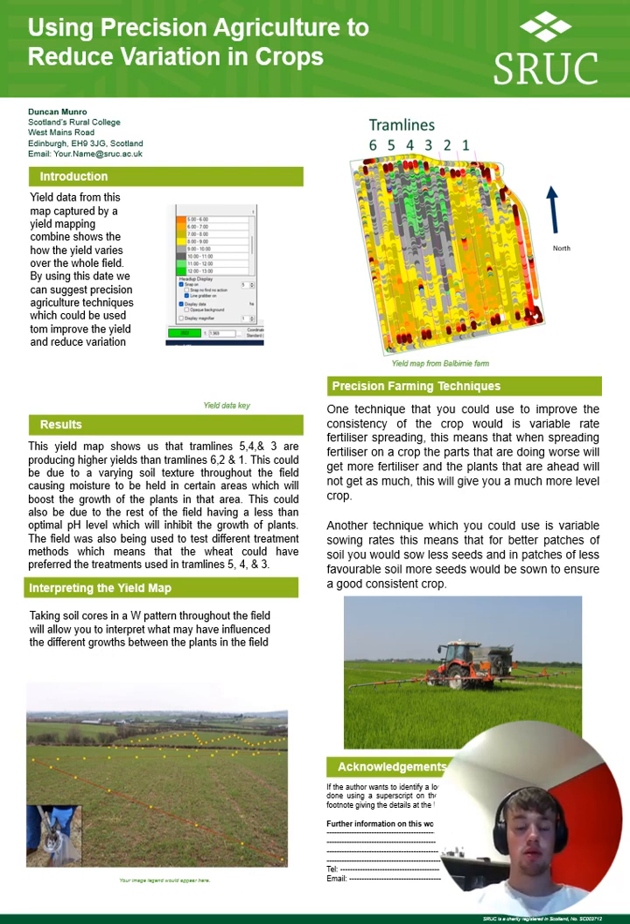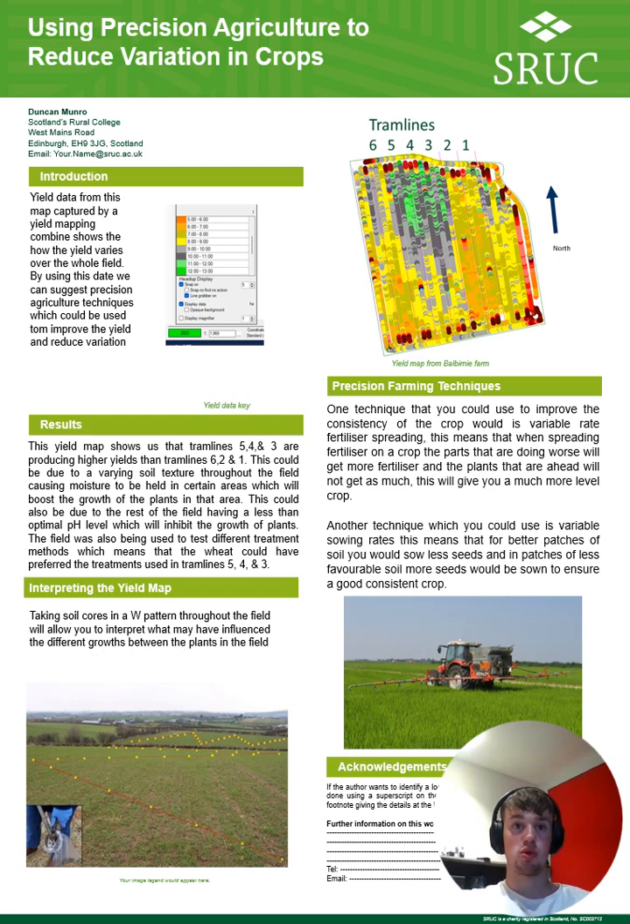This is my poster on precision agriculture to reduce the variation in a crop. To produce this poster, I used yield data from the map from Balbirnie Farm. This data was captured by a combine which maps the yield throughout the field and shows us which areas of the field are doing better or worse.